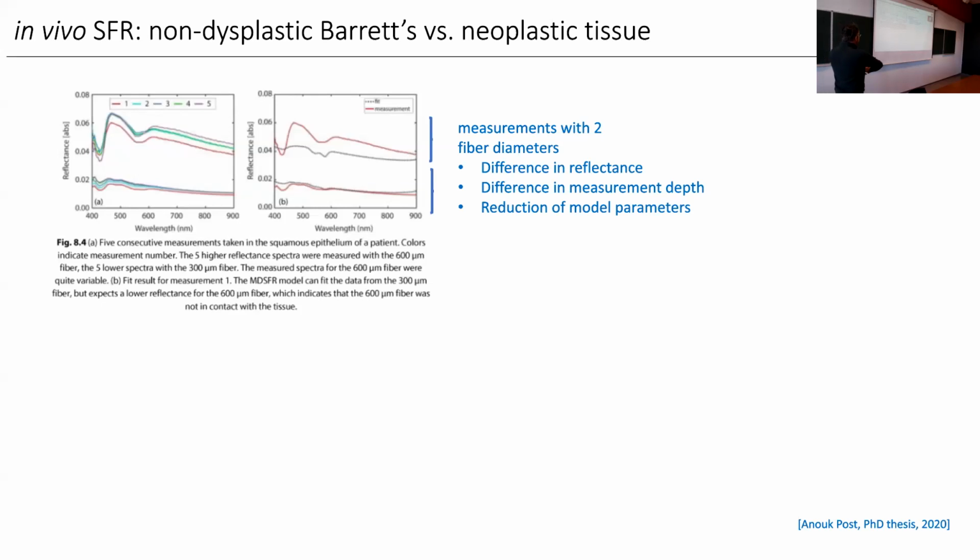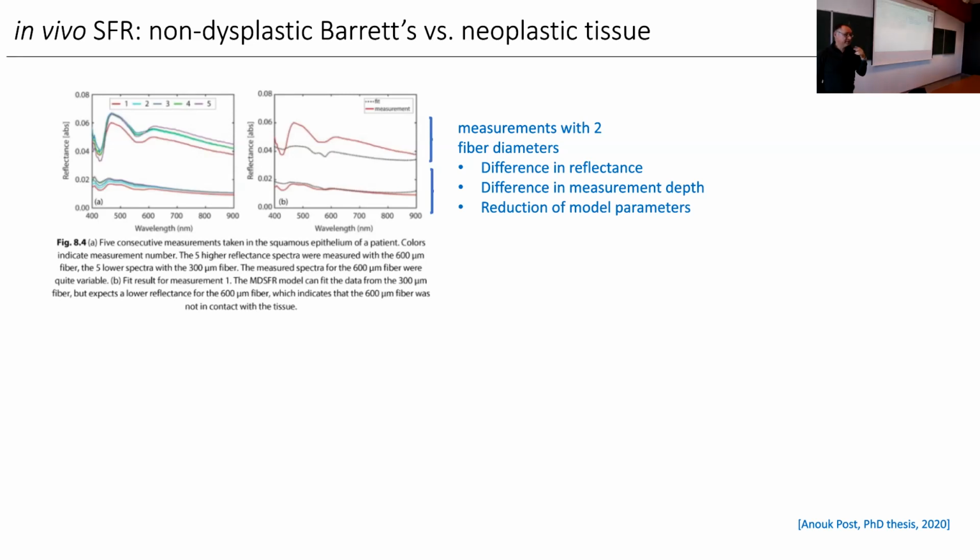So these are some examples of the kind of data that you can get. This shows you reflectance measurements, the reflected light as a function of wavelength, taken with two different fibers, two different fiber diameters. I'll explain to you later why that is. And then there were 5 repeated measurements. So these are taken with the larger fiber, these are taken with the smaller fiber.